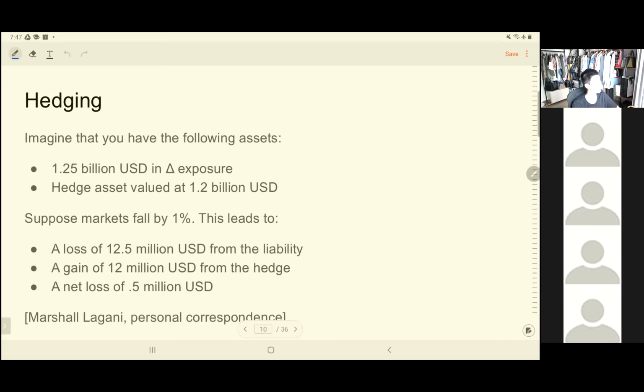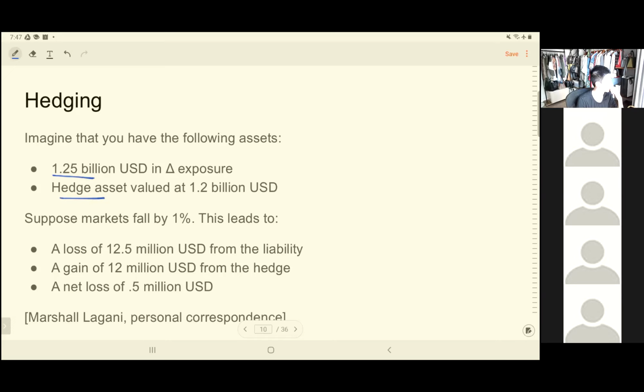So just to give you some sort of concrete idea, here's an example that Marshall gave us back when we were initially orienting to this problem. Let's suppose, and these are numbers that he claims actually make sense for a company like Securian, that we have $125 billion in delta exposure, and we might have some hedge assets valued at $1.2 billion. And note that that's like a 5% difference.